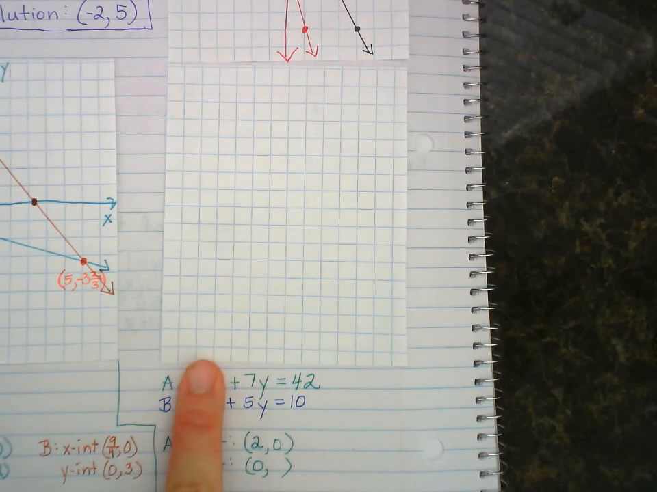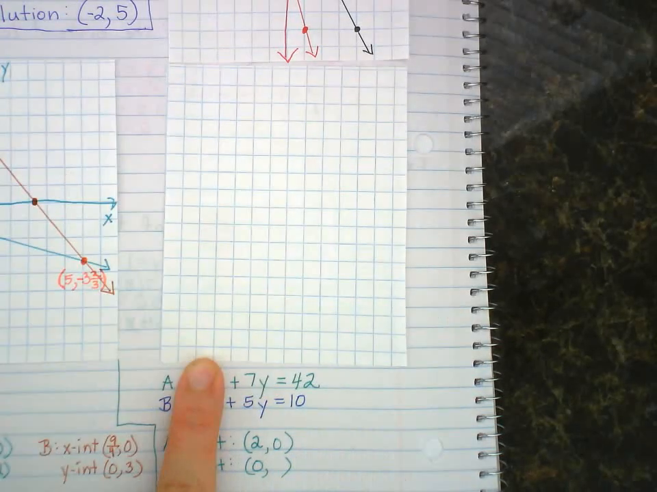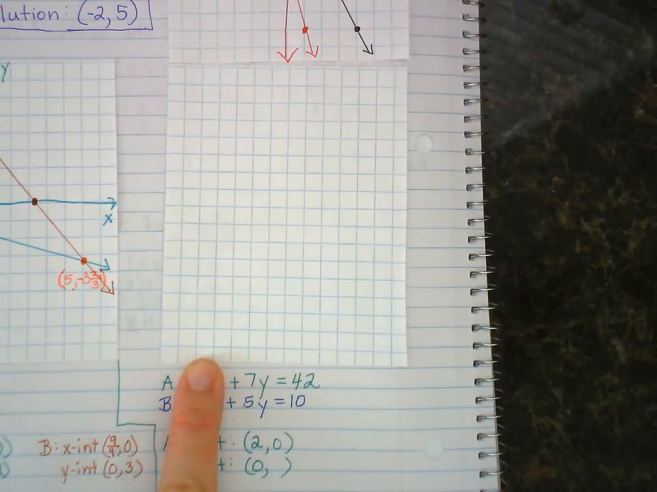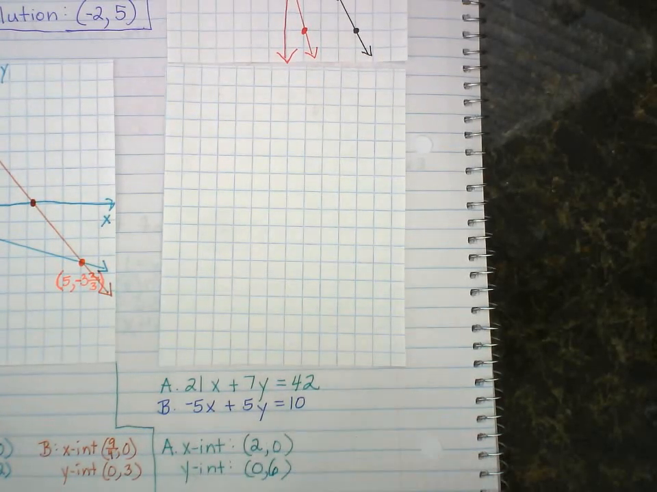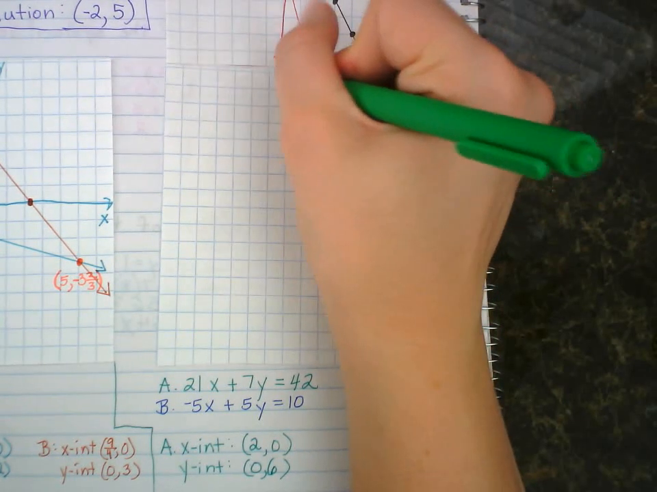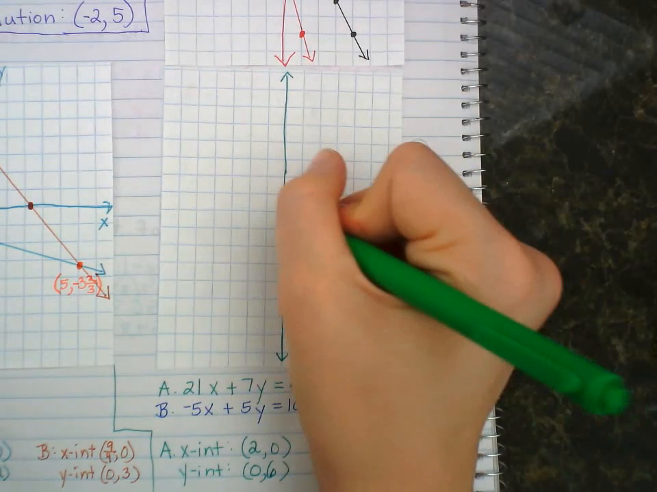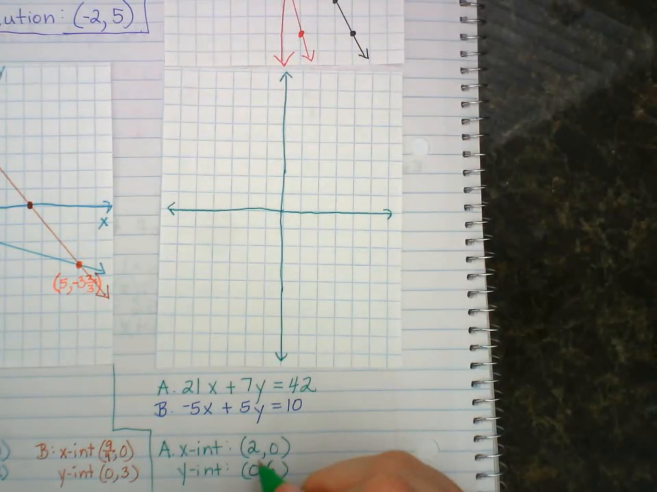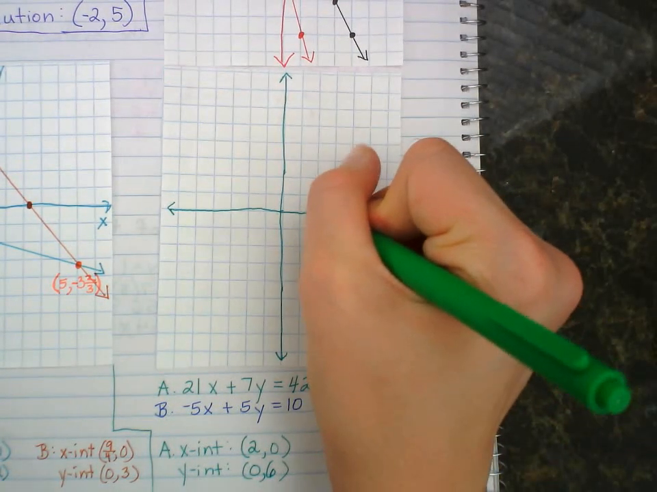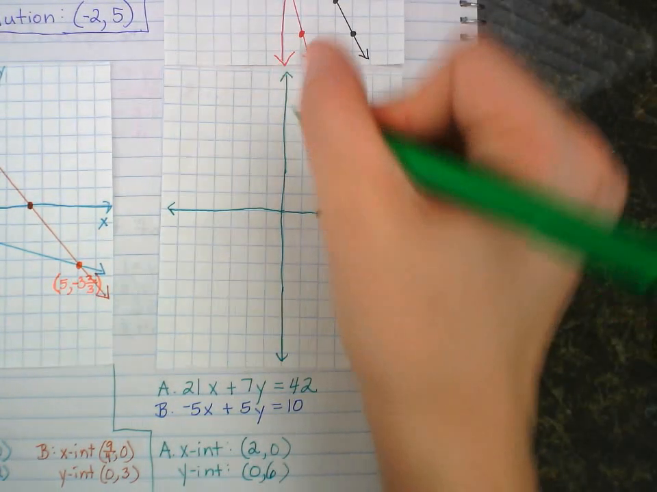Okay, Y-intercept is when our x is 0. So we cover up our x. 7 times what number for y equals 42? 6. And you can always check it in your calculator if you're not sure. Okay, so then we put our graph. X-intercept is at 2, 0. Y-intercept is at 0, 1, 2, 3, 4, 5, 6.